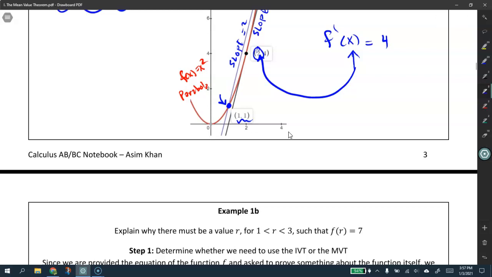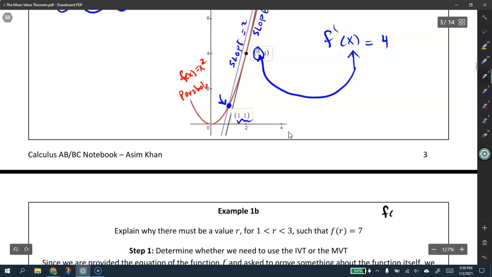But here is something for you. It says, explain why there must be a value r. They're saying explain why there must be a value r, where r is a number between 1 and 3, such that f of r is equal to 7. Now let's pause here. Do we use the MVT or the IVT?